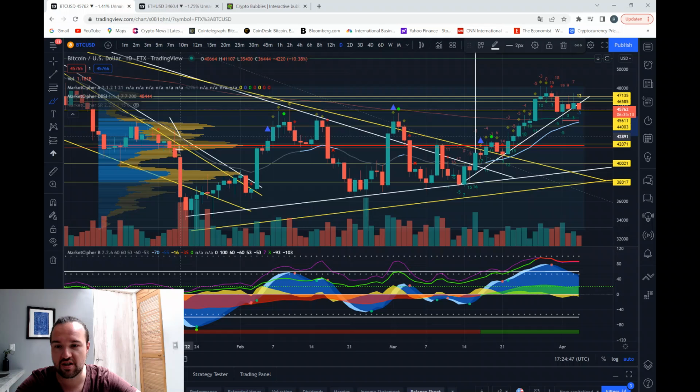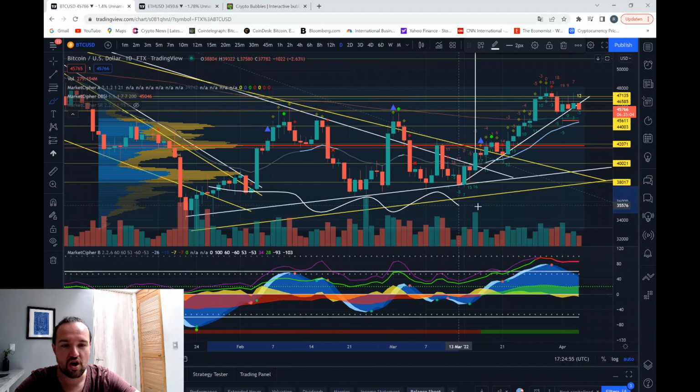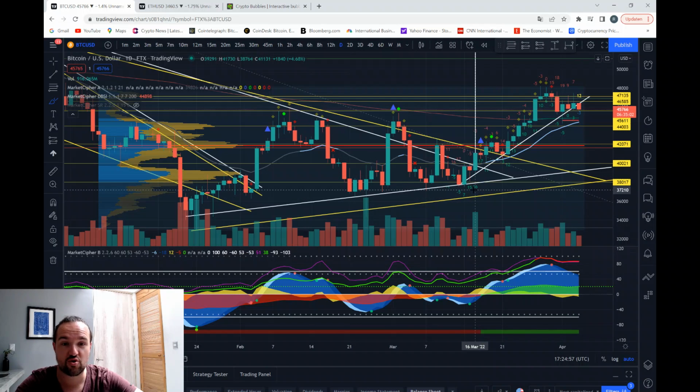So between the gray stuff is seen as a fair value for BTC, and if we are trading underneath then it's seen as oversold, and as it's trading above we see this as overbought, and right now we are at that level. So it wouldn't be weird to see maybe some pullback.